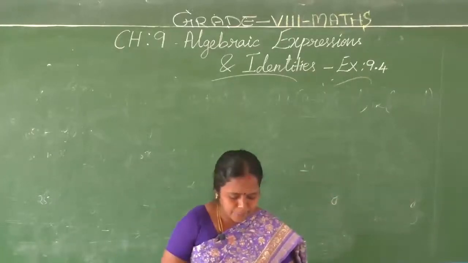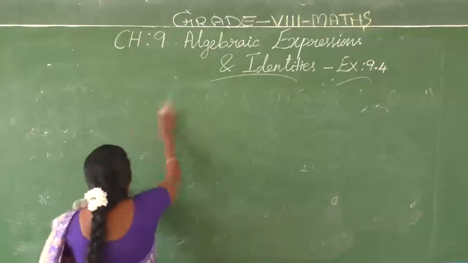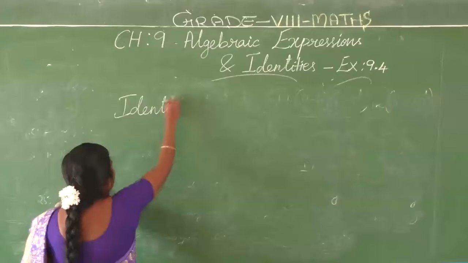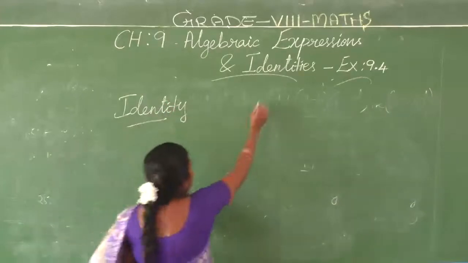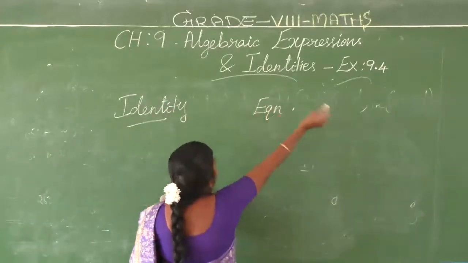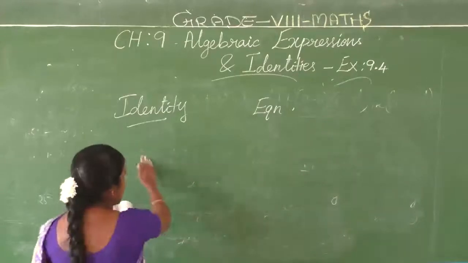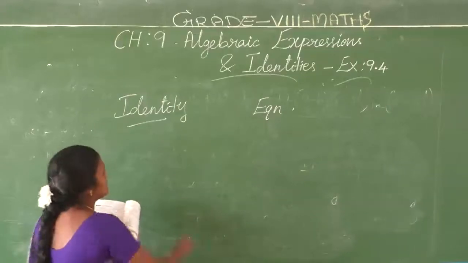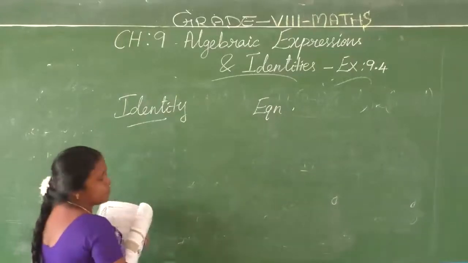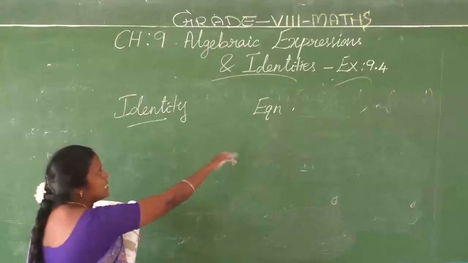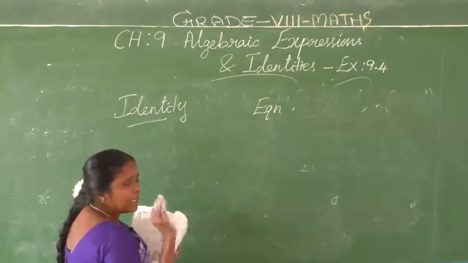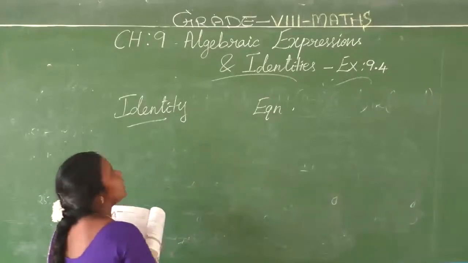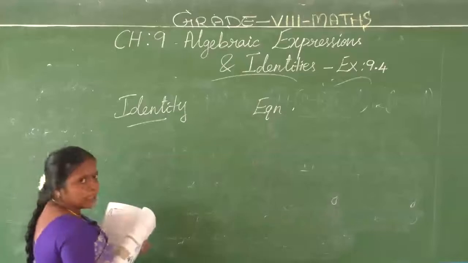Identity, here equation. What is the difference between both? This is also an equation, that is also an equation only. But what is the difference between both? Identity is true for every value of the variable in it, but that equation is true only for certain values of the variable in it. I am going to compare both parts, and then some identities I am going to show here.